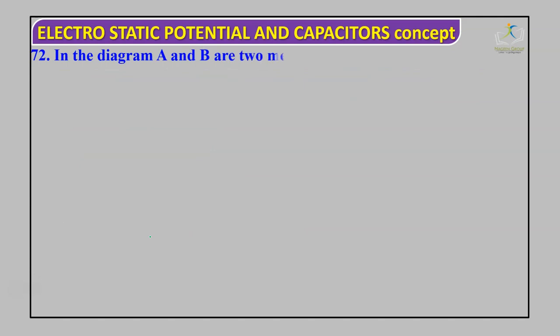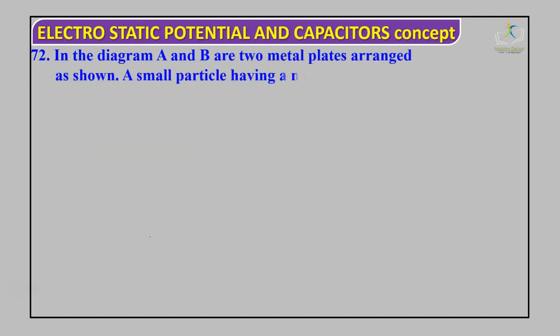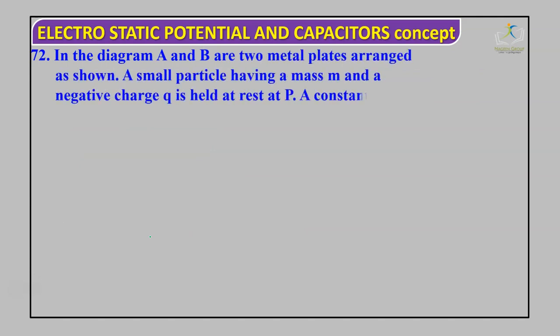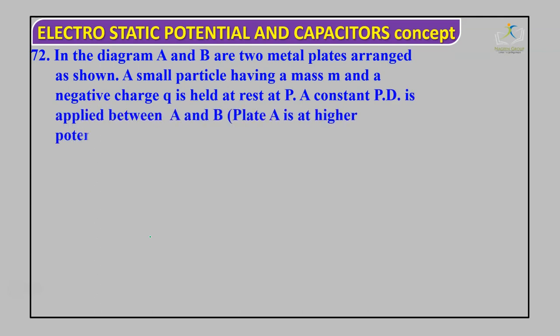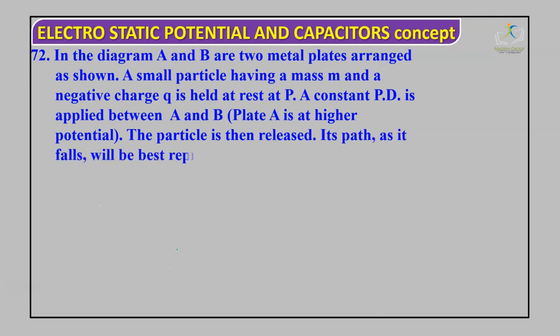Next question we have. In the diagram, A and B are two metal plates arranged as shown. A small particle having a mass small m and a negative charge q is held at rest at point P. A constant potential difference is applied between the A and B plates. At a higher potential, the particle is then released. Its path as it falls will be best represented by the curve.